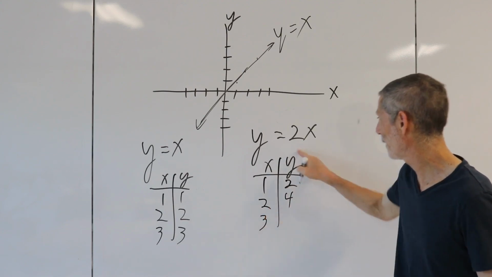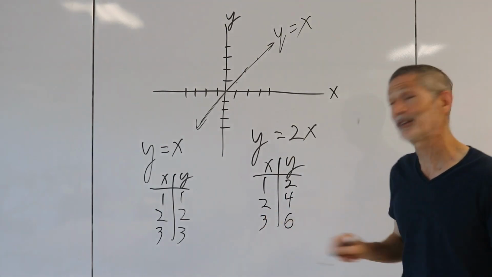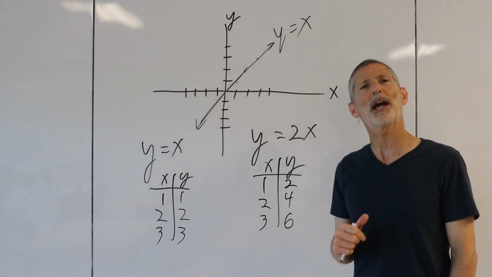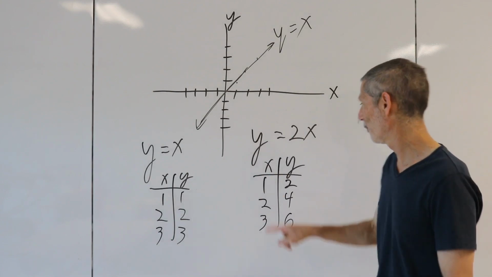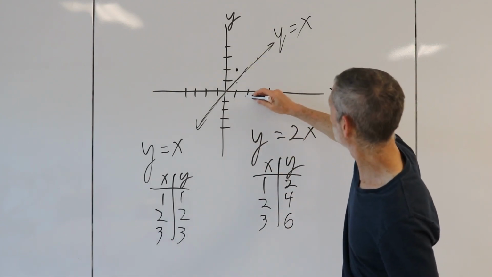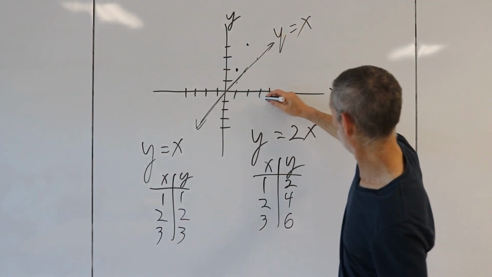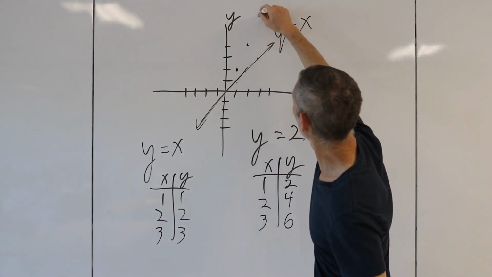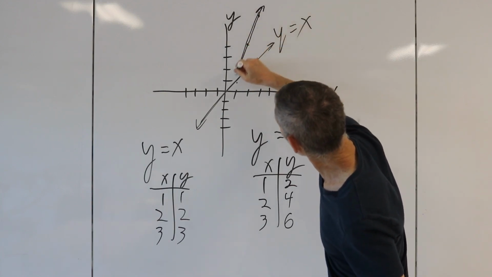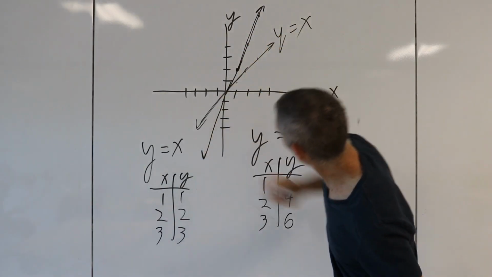I'm not going too fast, am I? No, this is great. 3 times 2 is 6. Plugging in an x, getting a y. Right, you can always do that with any function. Plug in an x, get a y. So I'll plot these points. I have the point 1, 2. I have the point 2, 4, and 3, 6. Somewhere up there like that. And so it goes through the origin there. Hopefully I'm not too far off.